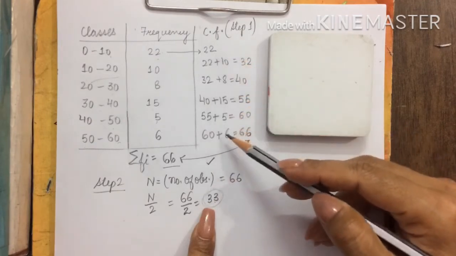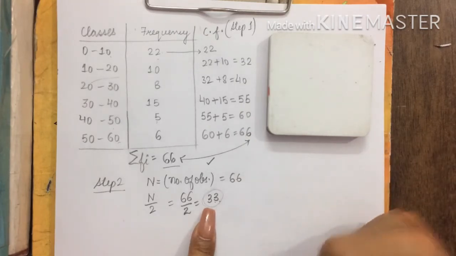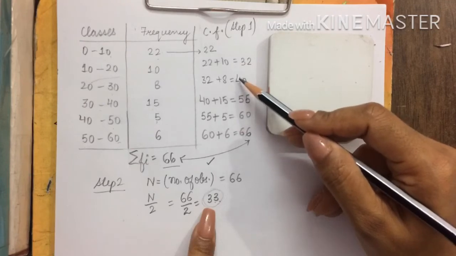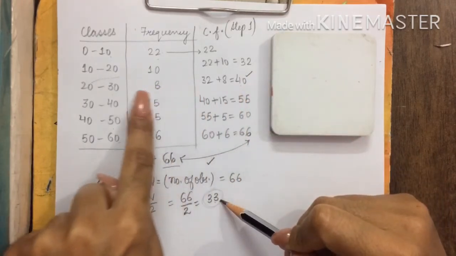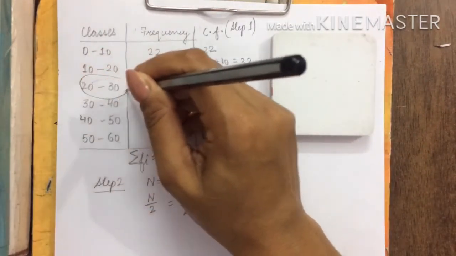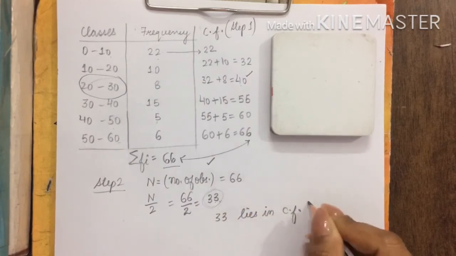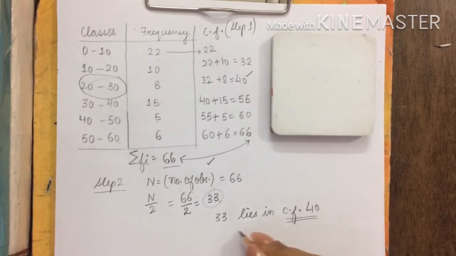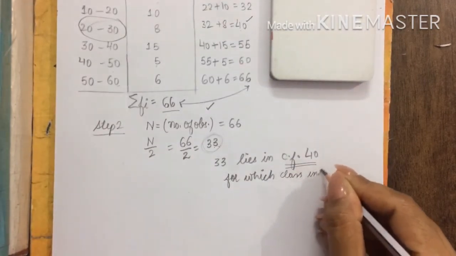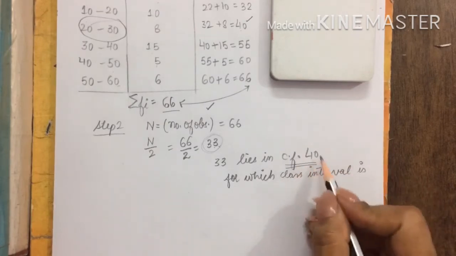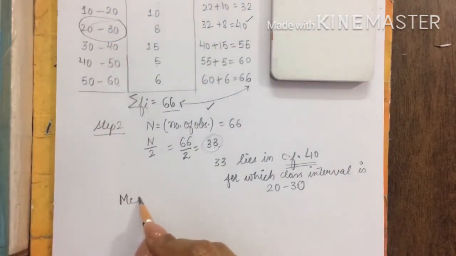So in the list of cumulative frequencies, look for the half value, or the value which is next bigger to this. So I don't have 33. The next largest number after 33 is 40. So this will tell me that the 33rd observation lies in this class. So this class here is my median class. So what I'm going to write down: 33 lies in cumulative frequency 40, for which the class interval is 20 to 30. So this is my median class.